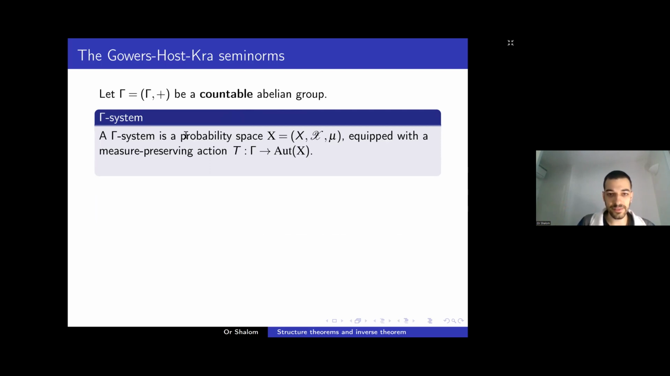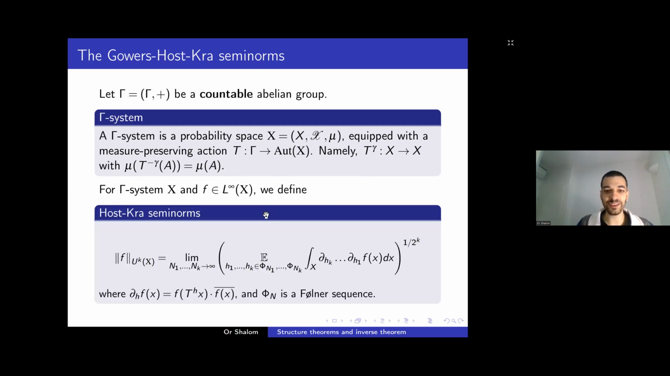So a Gamma system in general is a probability space. For instance, it could be the circle, the Borel sigma algebra on the circle, and the Haar measure on the circle. And this is equipped with an action of Gamma by measure preserving transformations, like an irrational rotation. So in practice, for every gamma, we have a map T gamma from X to X, which preserves the measure. In the irrational rotation, T to the n acts as multiplication by alpha to the n. And then we have a quite technical definition that seems complicated, but it's actually not that much.